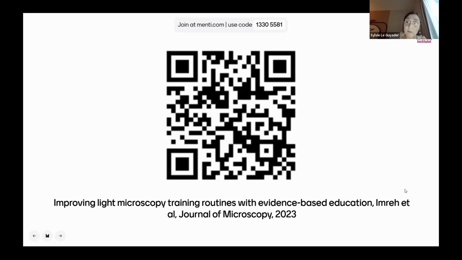We wrote an article about this last year. You're very welcome to scan this, have a look, and there is a lot more about how to improve your training, very practical things about how to improve your training if you're training people in microscopy. I'm done.